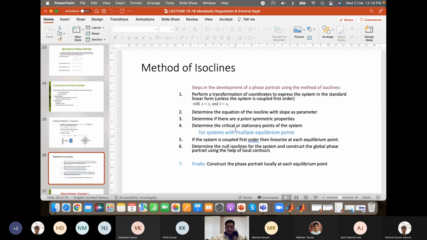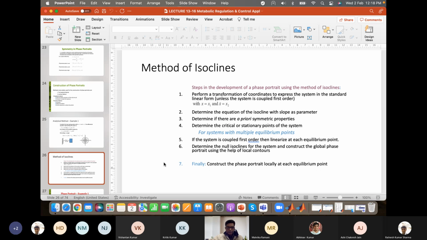Then you look at critical and stationary points. Some systems will of course have multiple stationary points, so you can work those out. And if there is this coupled first order system, then you'll have to look at the requirement of each equilibrium point, perhaps, depending upon how many groups are being coupled here. You'll also have to determine what is called a null line for the system, and then construct the global phase portrait. So we'll talk about this.